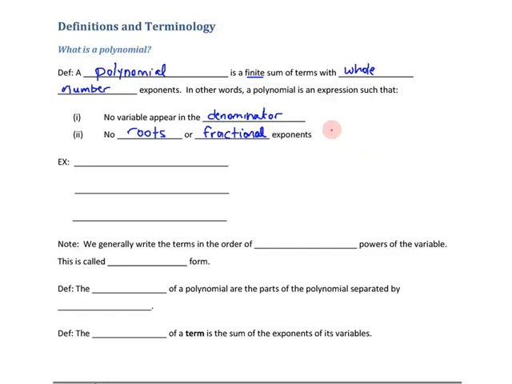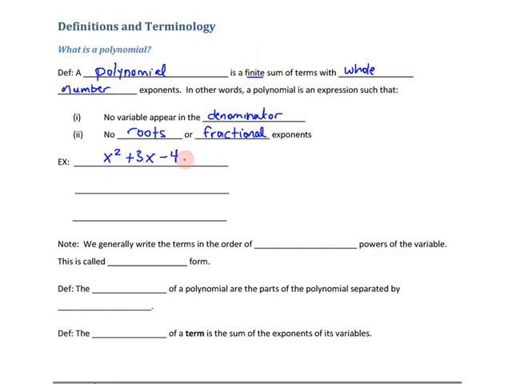Okay, so what does that look like? Well, it's when you have a series of things added together, but the only exponents that you see are whole numbers, and there are no variables in the denominator and no roots. So things like x squared plus 3x minus 4 would be an example of a polynomial. Okay, whole number exponents. Okay, finite sum of terms.